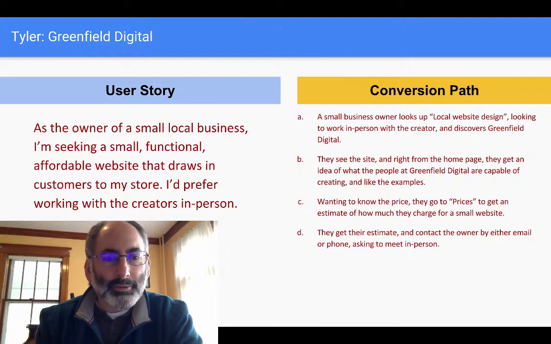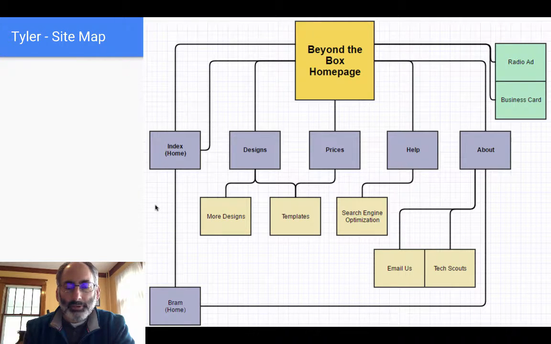Okay, here's Tyler's. Tyler has a beautiful, clear user story. Here's Tyler's sitemap. This seems a little bit less clear. It looks a little bit more like an electronics diagram because we have these extra paths and lines that don't make sense to me. I don't think we need either the Bram home or the index home pages if we view this as the home page. In place of text scouts, we would want to learn about the students of the course because those are the people doing the work in this case.